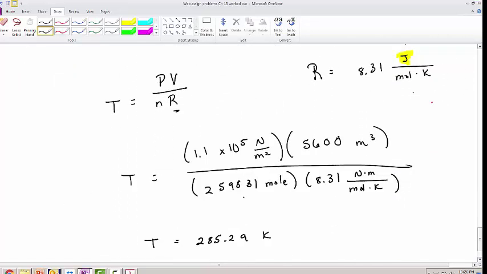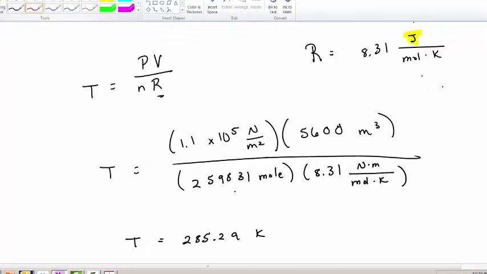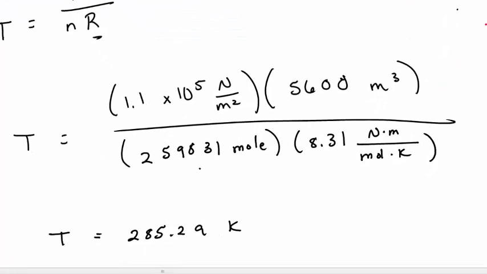Okay, so I've got all my math down. I worked out the numbers. It's 285.29 Kelvin. I'm going to go back and check my units. So I've got a meter squared here and a meters cubed. So it's going to leave me with a meter on top. I changed this joules up here to a Newton meter down here, just to make it easier to do cancellations. So I've got Newton meters here.